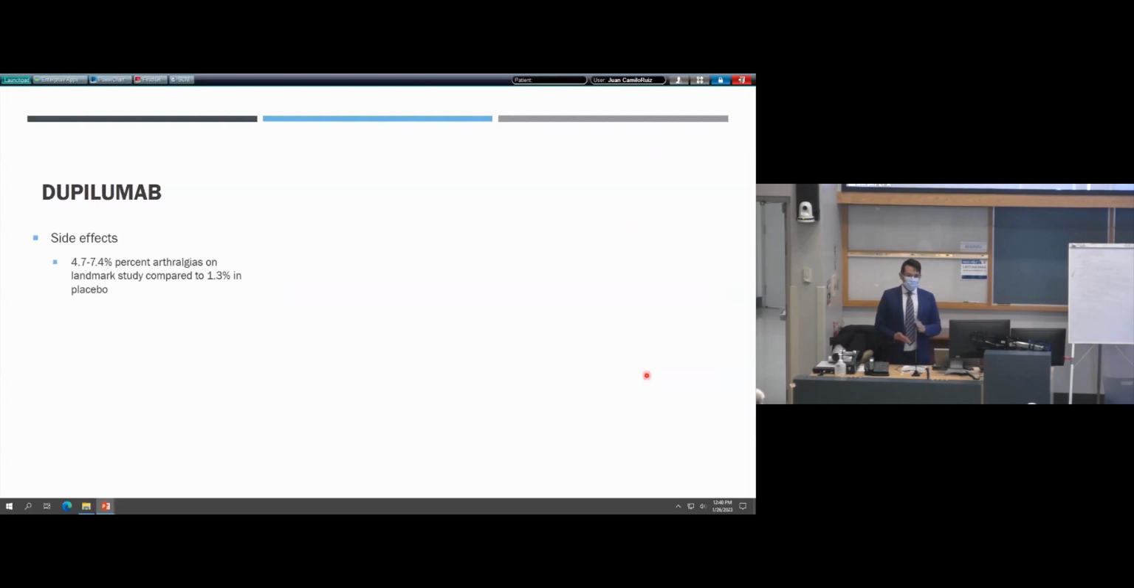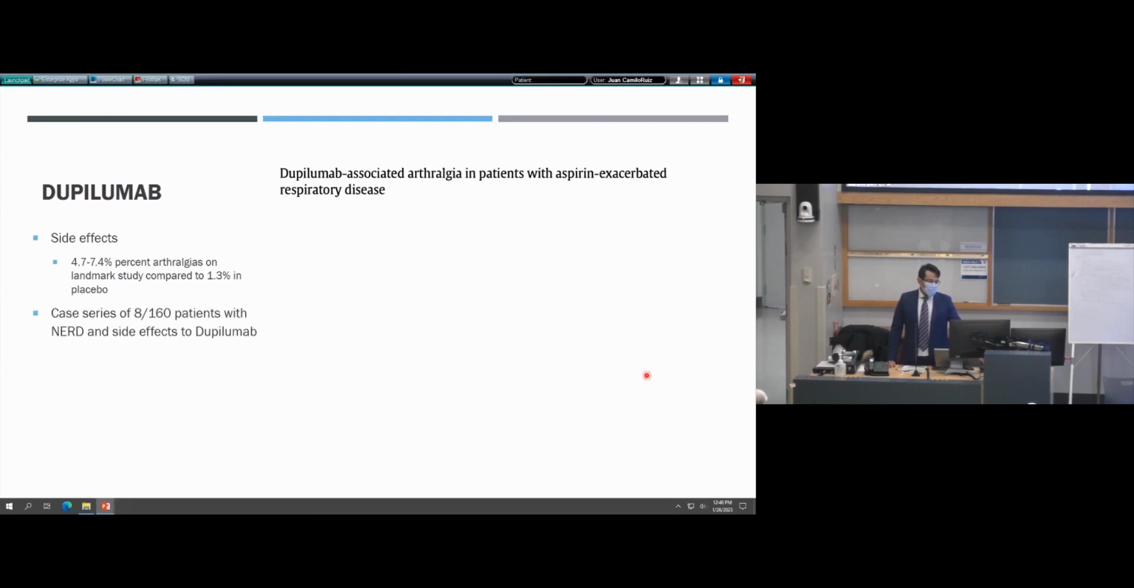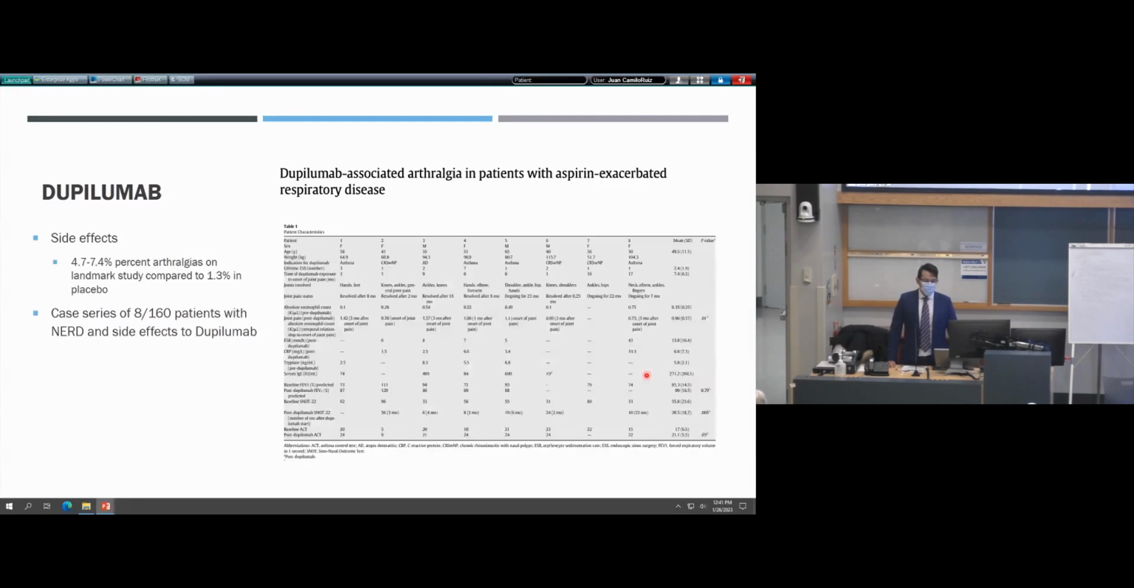Now we have to talk about side effects. The big one that comes to mind is the increased report of arthralgias. About 4.7 to 7.4% of patients recorded arthralgias or enthesitis during the sinus studies, compared to 1.3% in placebo. This is a case series that looked at 8 patients out of a 160-person cohort with NERD, and these 8 developed either arthritis or enthesitis after using dupilumab, usually about 7 months into the treatment.